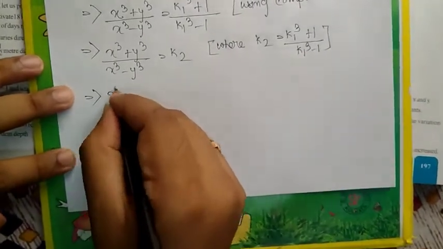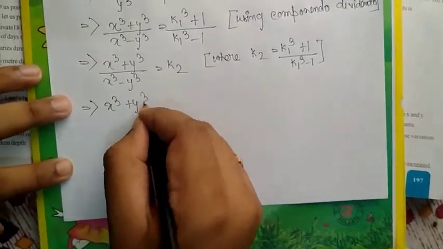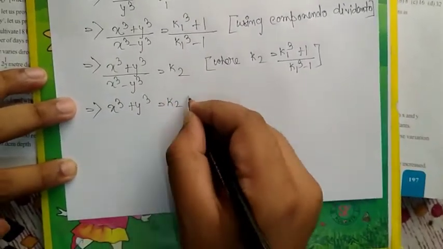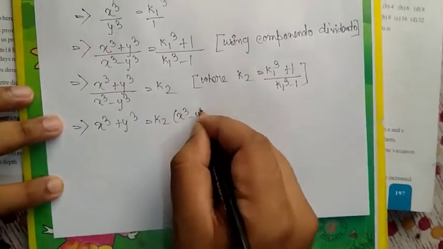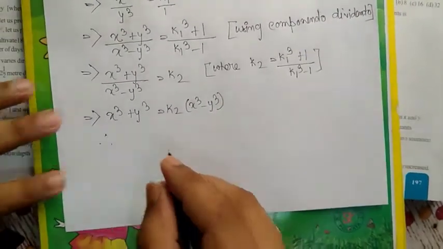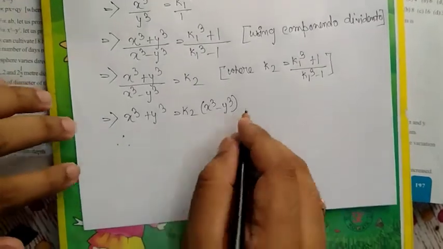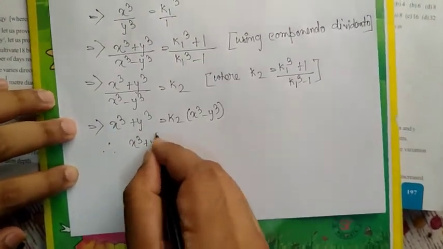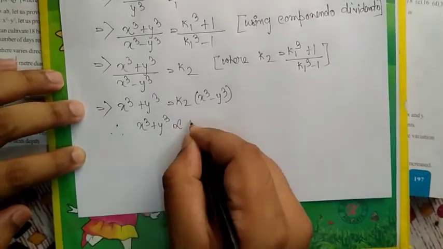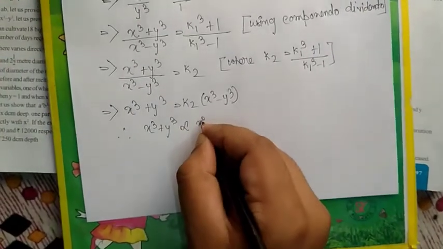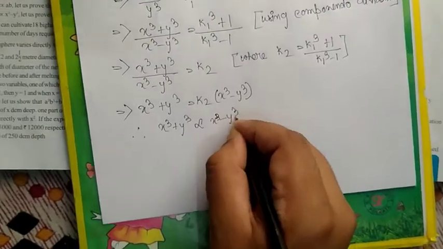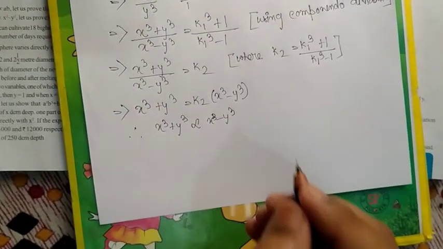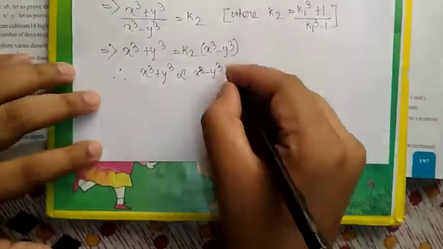So therefore we can write x cube plus y cube equal to k2 times x cube minus y cube. Therefore this is a form of direct variation, so we can write x cube plus y cube is in direct variation with x cube minus y cube. This should be proved.